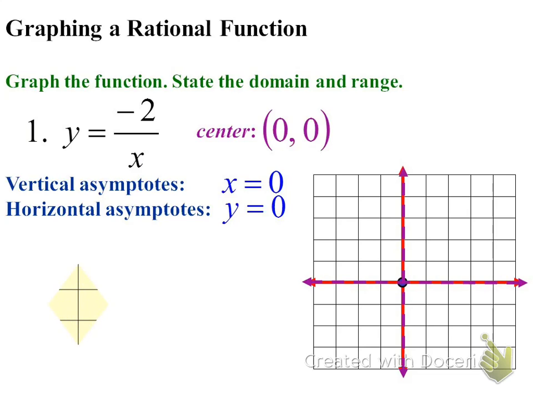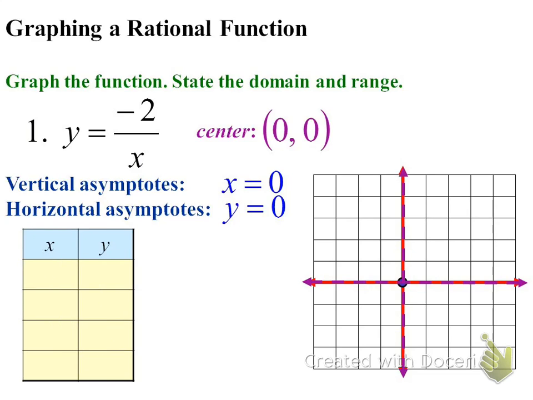All right, once you know that, pick 2 points on the right side of your vertical asymptote and 2 on the left side of your vertical asymptote. So 2 points to the left of 0, 2 points to the right of 0. Plug them in for x, see what you get for y. So negative 2 divided by negative 2, of course, is 1. Negative 2 divided by negative 1 is positive 2. So those are your 2 points to the left.